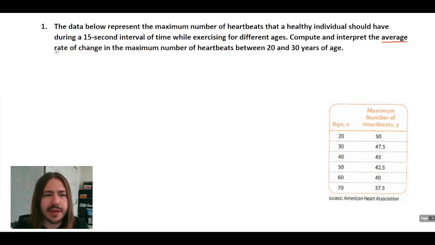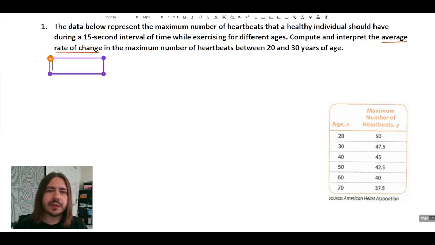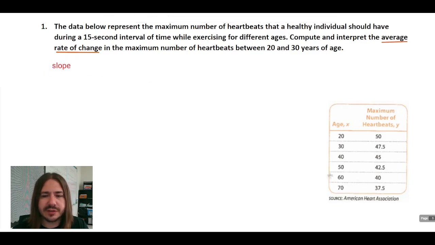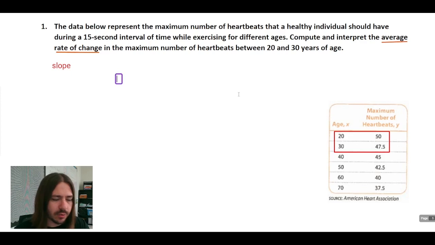When it's asking about the average rate of change, what it's really asking for is the slope between those 2 points. So it says between 20 and 30 years of age. In this table, we're really just going to be looking at these first 2 data points, which we can write as coordinates.